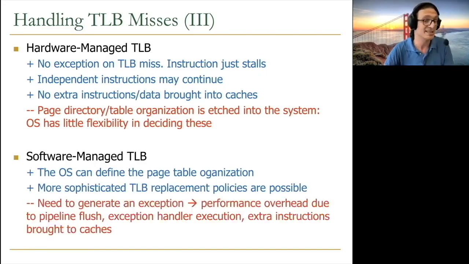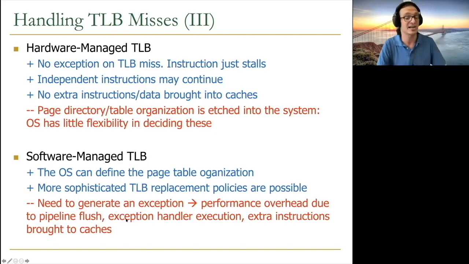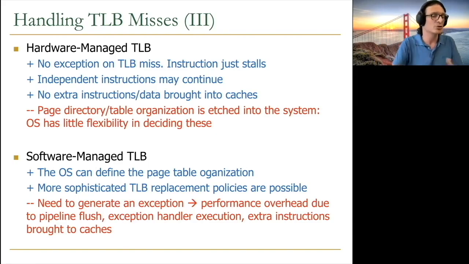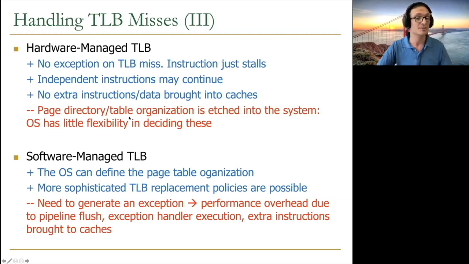The downside is performance overhead. You need to generate an exception, and you need to flush the pipeline, execute the exception handler, and extra instructions are brought into the cache. Of course, you could handle this in another thread. So you may actually eliminate some of the performance overhead like the pipeline flush, but still there's overhead in executing other instructions to actually handle the software managed TLB. In hardware, if you handle it, you can have a specialized structure completely, as we will see in Intel systems soon.